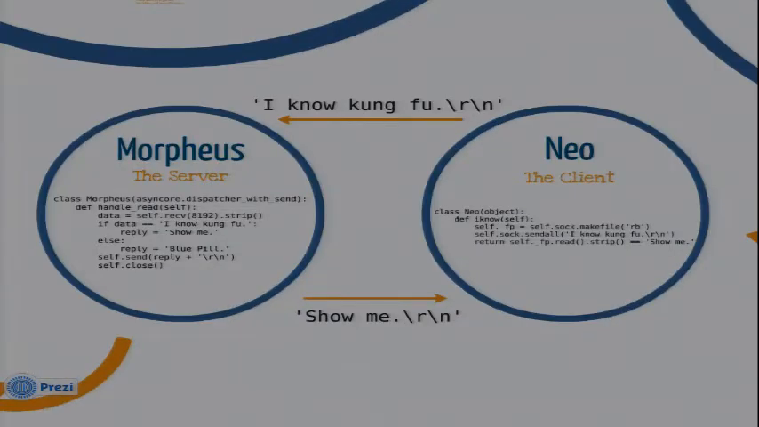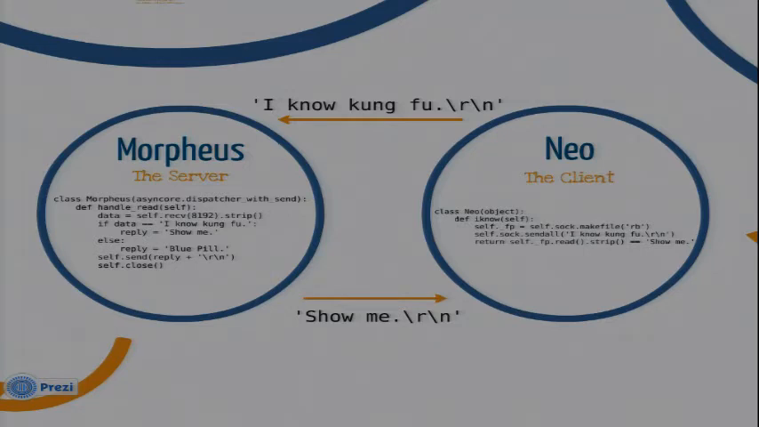So, back to the title. This is the protocol toy to implement the first basic idea. Neo is the client, and he can say only "I know the Kung Fu", and Morpheus can receive this "I know the Kung Fu" and can reply "show me". If some other string enters Morpheus's server, he replies "blue pill".